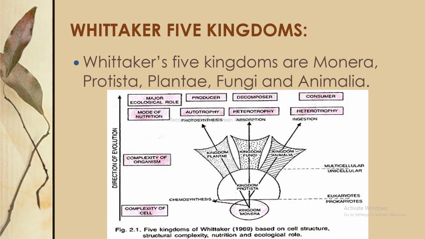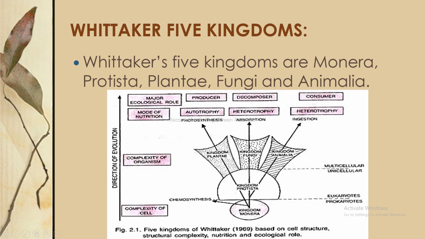So Whittaker's 5 kingdoms are Monera, Protista, Plantae, Fungi and Animalia. So this is our direction of evolution. First of all is the complexity of cells, starting from the kingdom Monera. Kingdom Monera is responsible for chemosynthesis. Then comes kingdom Protista. Kingdom Protista includes all unicellular eukaryotic organisms. And then come the multicellular kingdoms. First is the kingdom Plantae. Their mode of nutrition is autotrophy. It means they are responsible for photosynthesis.